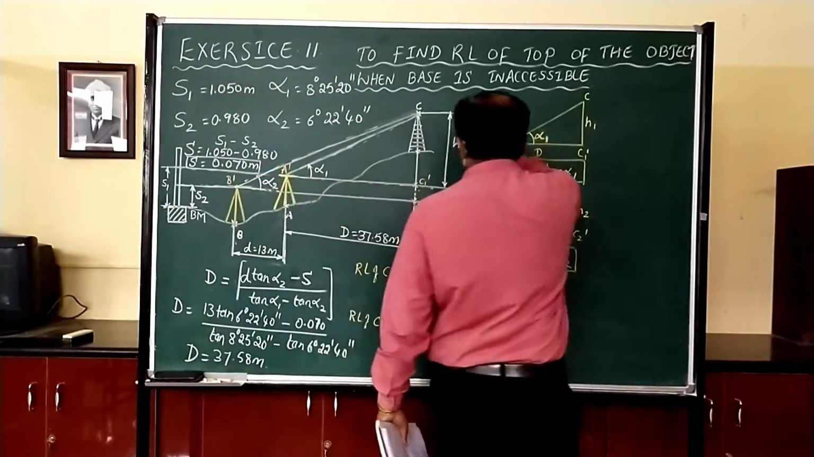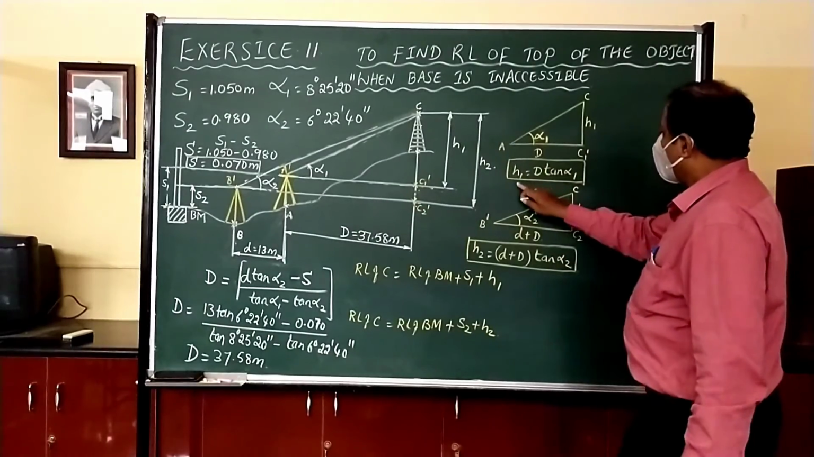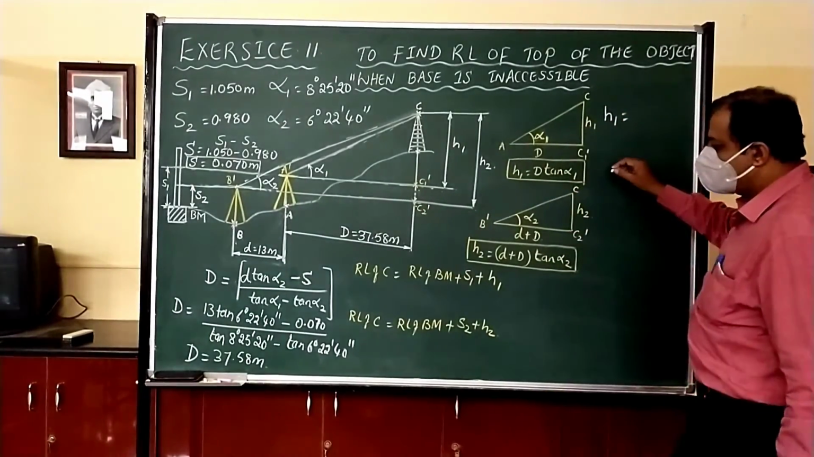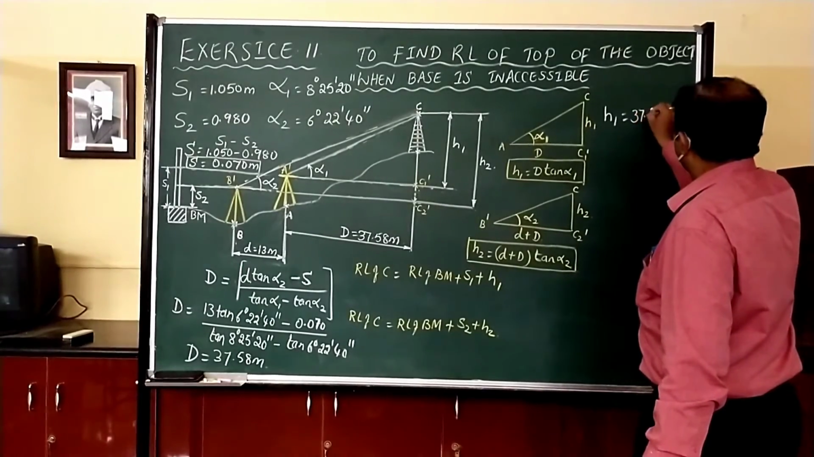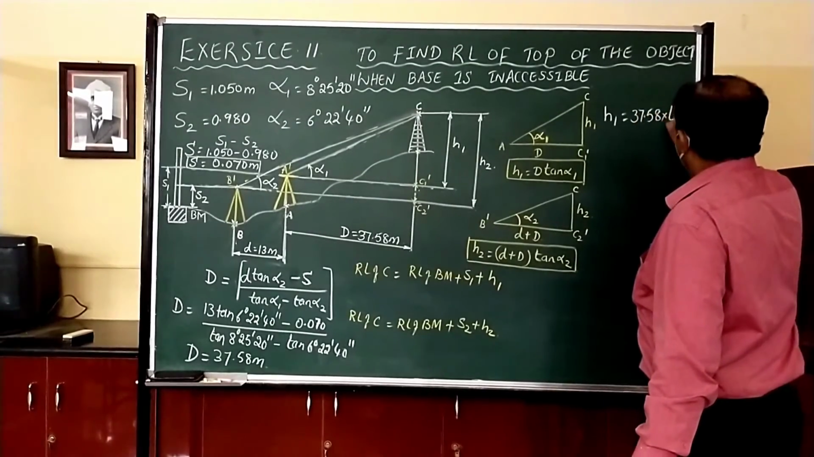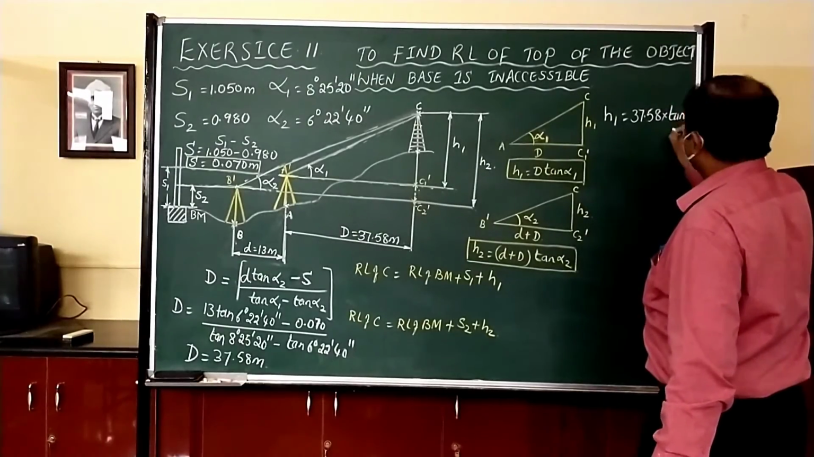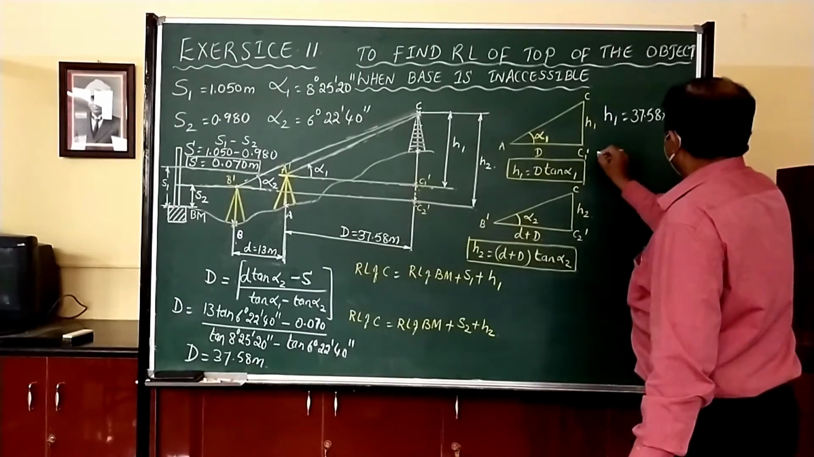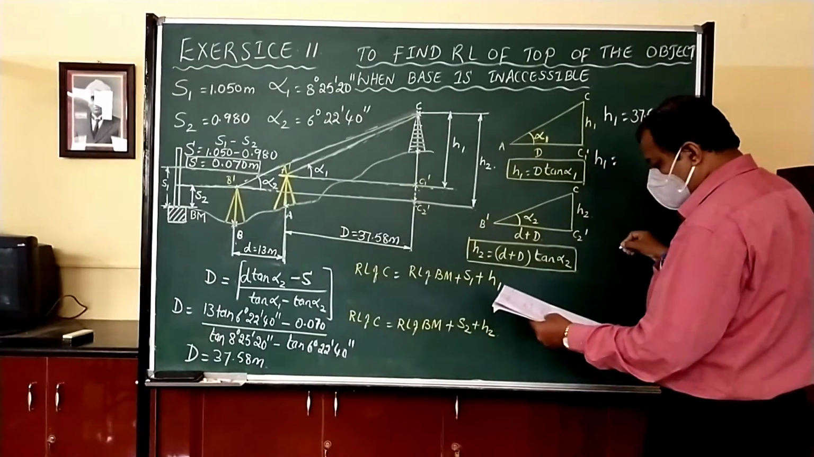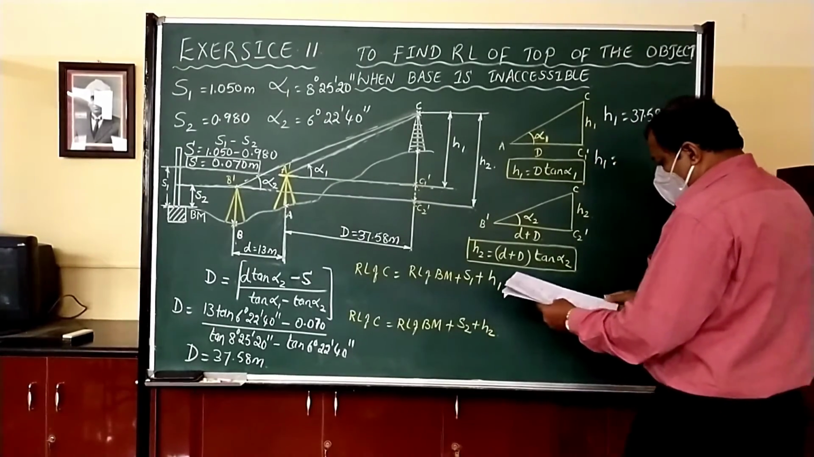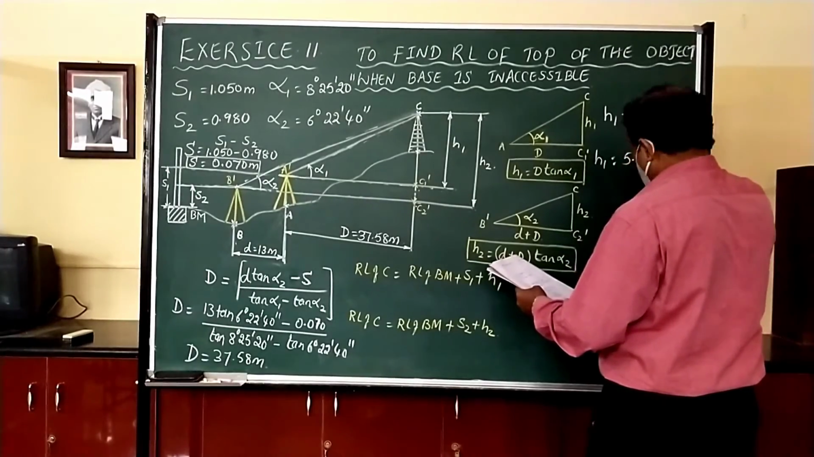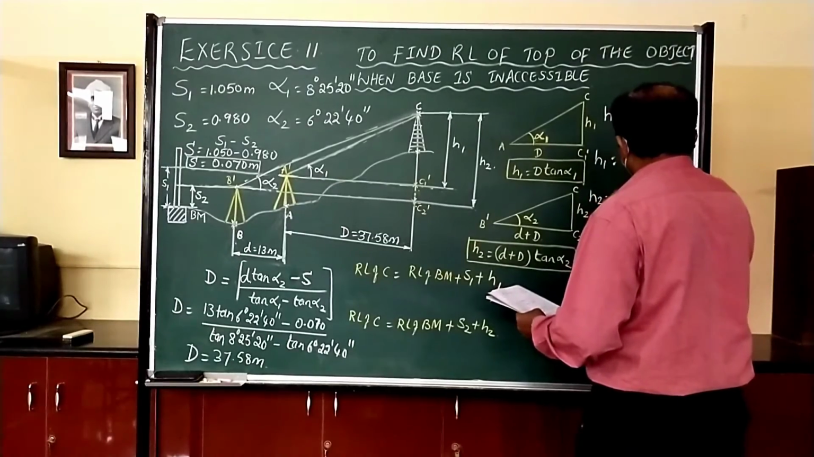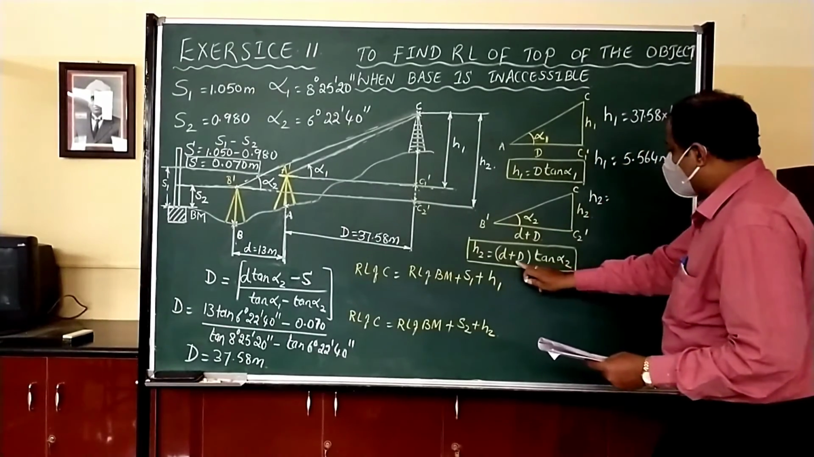Now we have to find out H1 and H2. H1 is equal to D tan alpha 1. Therefore, H1 is equal to 37.58 into tan 8 degree 25 minutes 20 seconds. Therefore, the value of H1 will be equal to 5.564 meter. Similarly, H2 is equal to D plus D tan alpha 2.